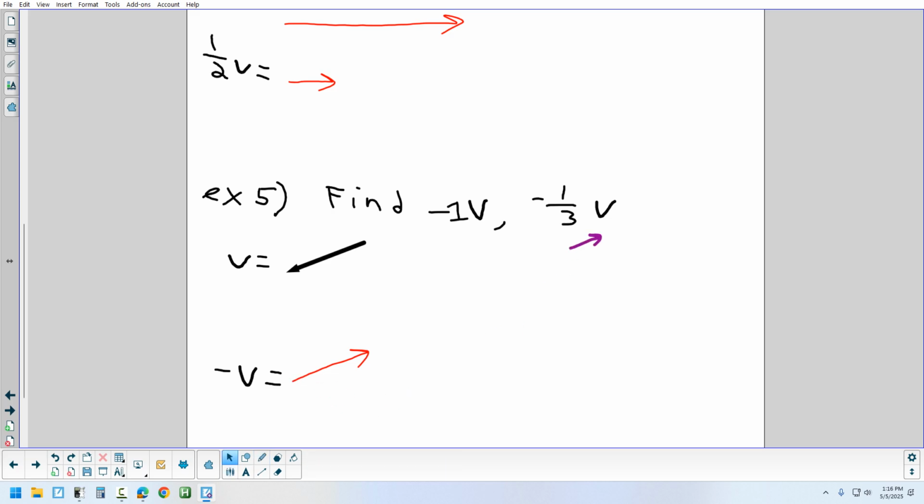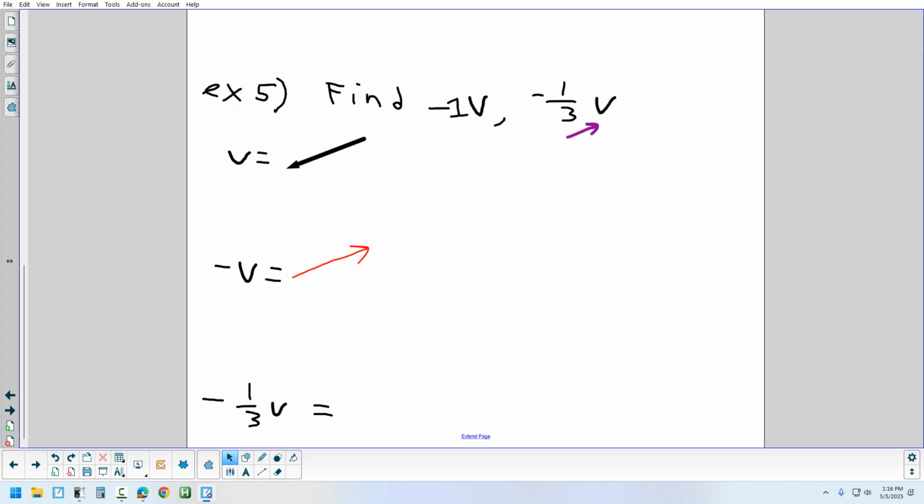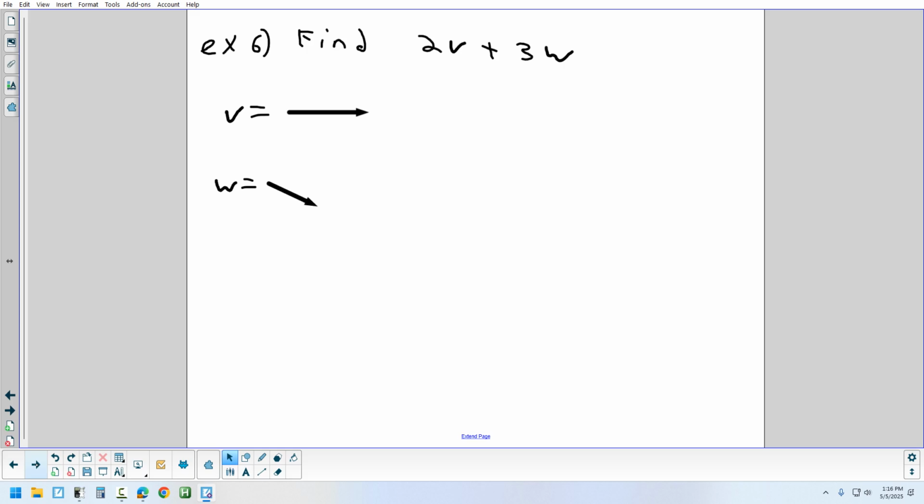And we'll say that's about -1/3 v. Actually, write it down there. This is fun. Okay. Any question on that? All right, so now let's try both together.